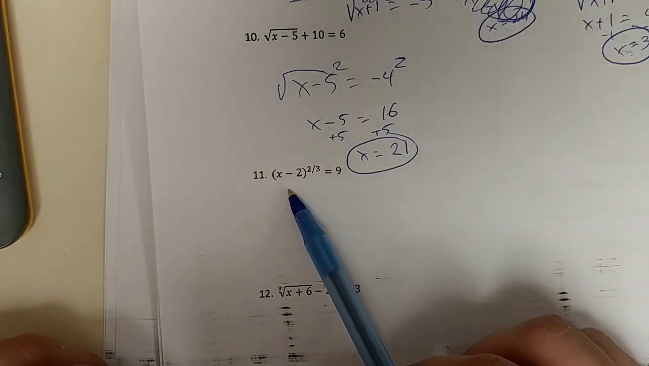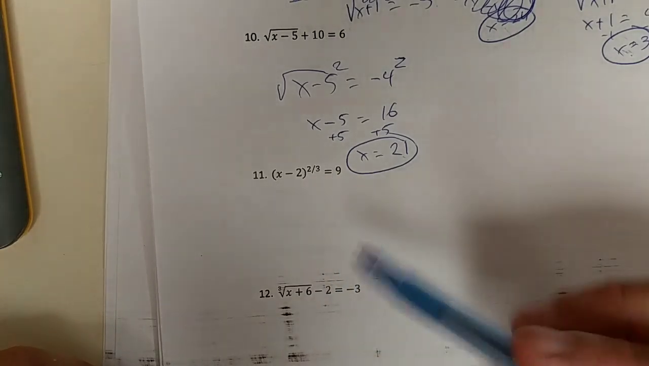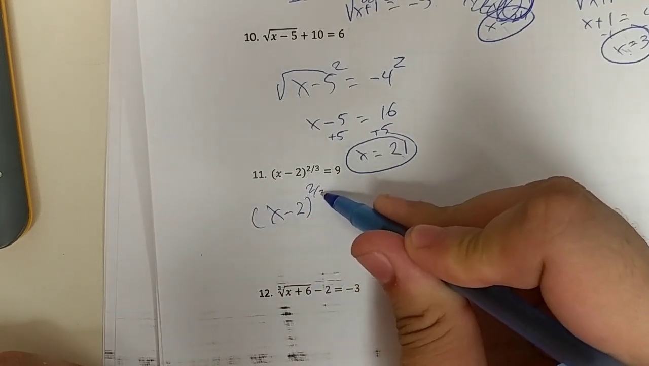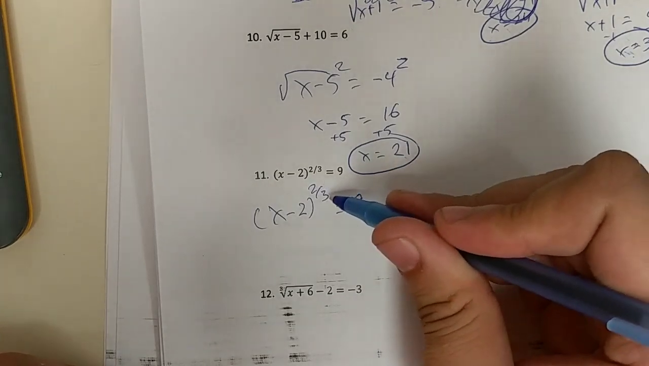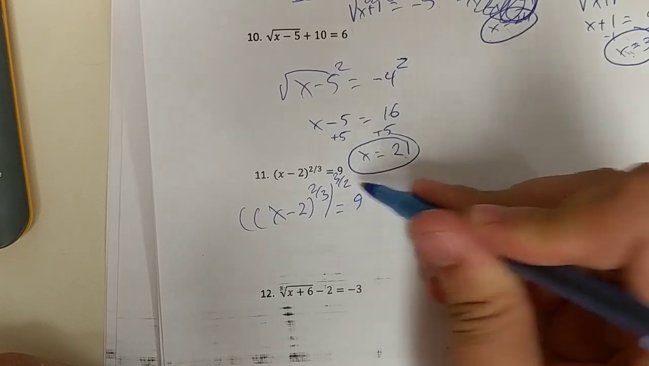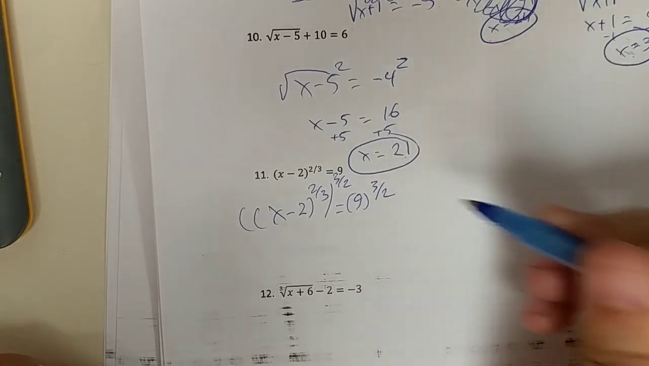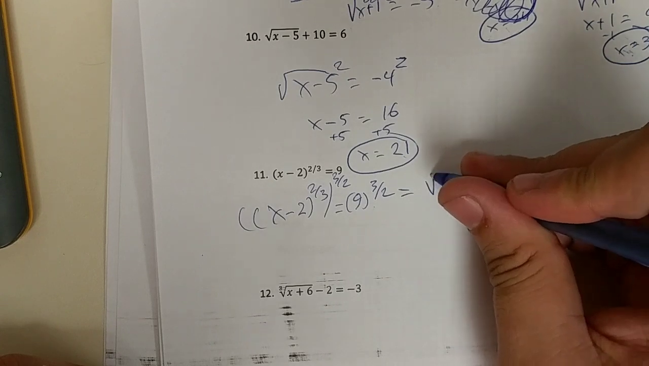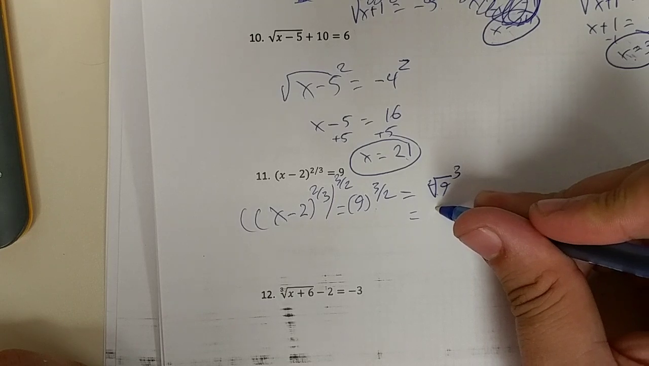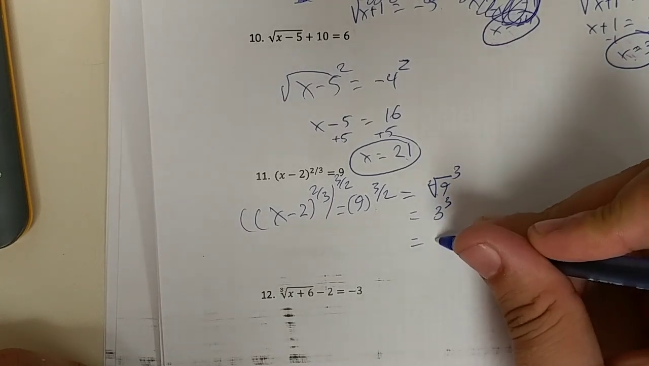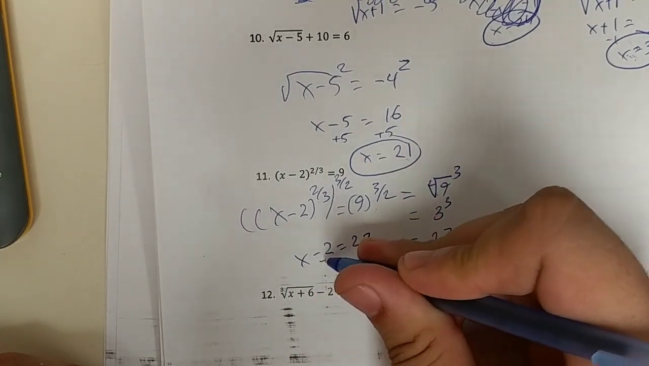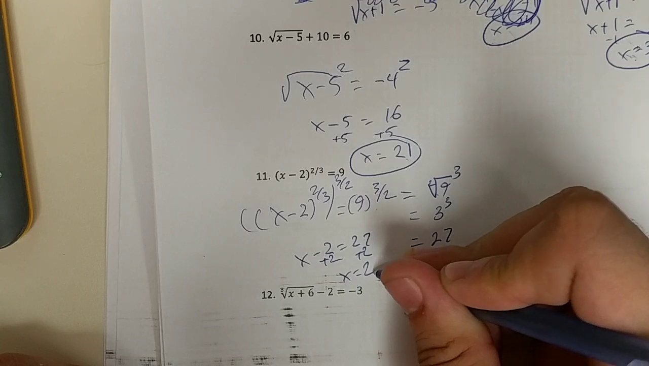Okay, this one. So x minus 2 to the 2/3 equals 9. To get rid of that 2/3 power, what I can do is raise everything to the 3/2. If you remember, 3/2 is the same thing as the square root, then the 3rd power. The square root of 9 is 3, to the 3rd power, and 3 to the 3rd power is 27. So x minus 2 equals 27, plus 2 plus 2, x equals 29.